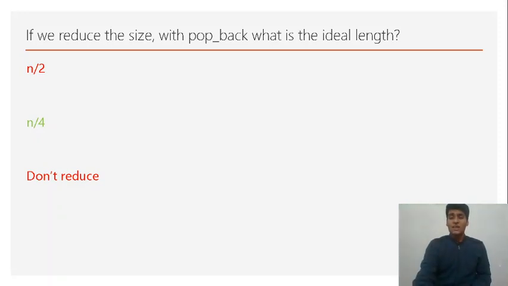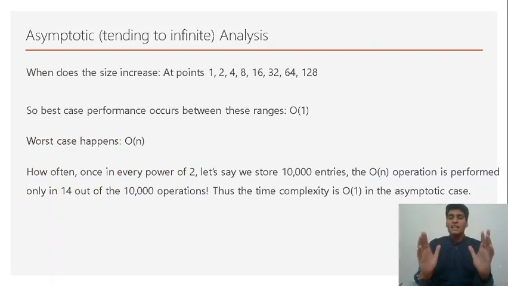And now, since this is done, let's go to the time complexity analysis as well. What is asymptotic analysis? Asymptotic means tending to infinite. When the size increases, when we take our calculations to the infinite, it is known as asymptotic analysis. And let's talk about our vector. When does the size increase? The size increases at points 2, 4, 8, 16, 32, 64, 128. So all of these are log to the base 2 points, which means they are powers of 2.